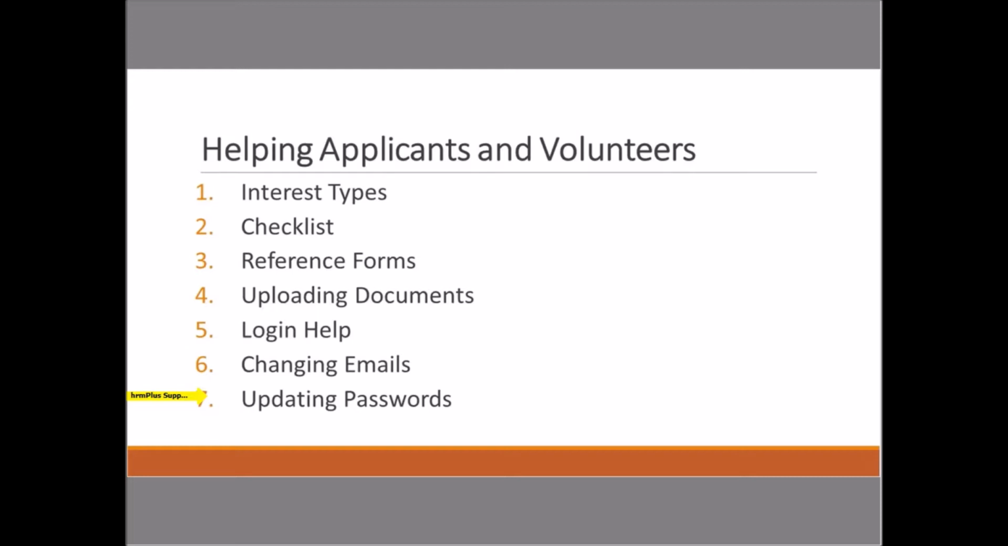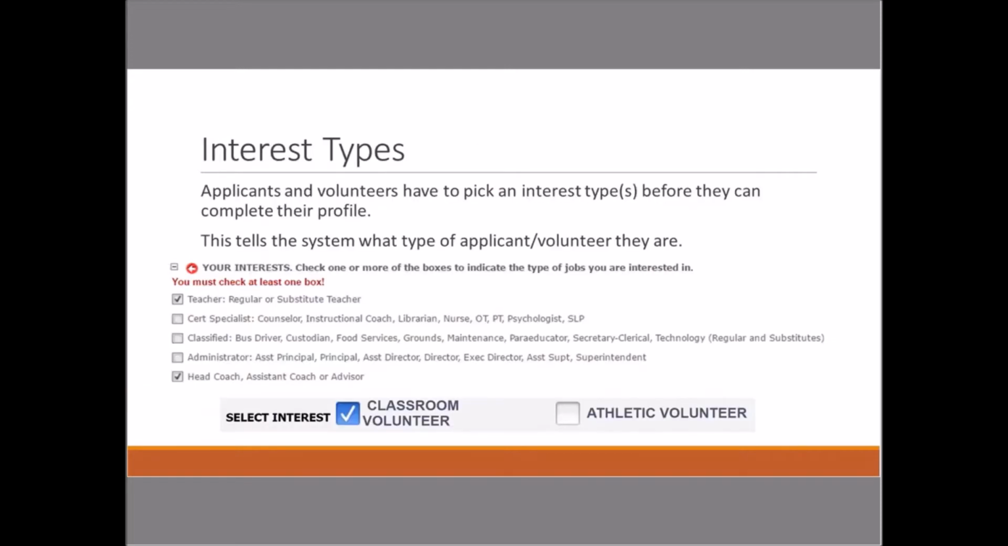All right, so let's get started with interest types. The first thing an applicant or a volunteer has to do when they create their account, one of the very first things, is they have to pick an interest type before they can complete their profile. And that interest type is really important in telling us what type of applicant or volunteer they are. They won't even really show up in applicant search or volunteer search until they've picked an interest type. They're still in that new application kind of status.